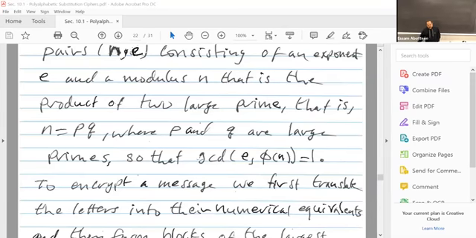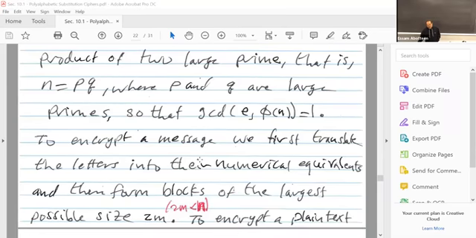we first translate the letters into their numerical equivalents. And then we form blocks of the largest possible size, 2m, and we want 2m to be smaller than n. Later on, we're going to see what is known and what is not known. Basically, n will be known, but the prime factors of n will not be revealed. In other words, these are going to be kept secret.